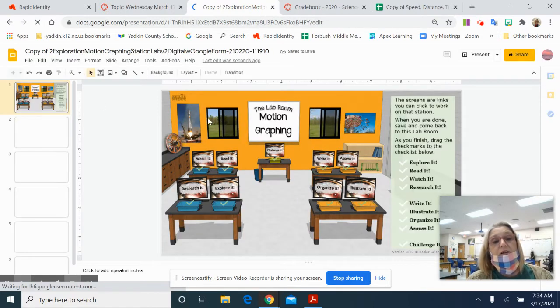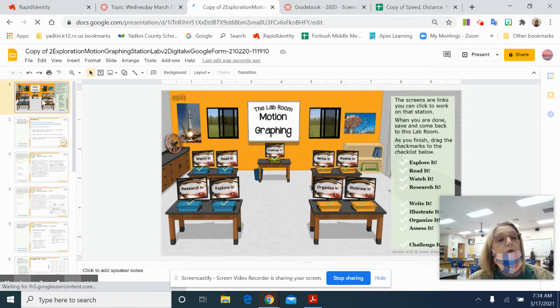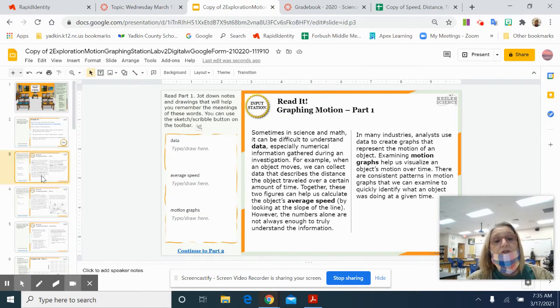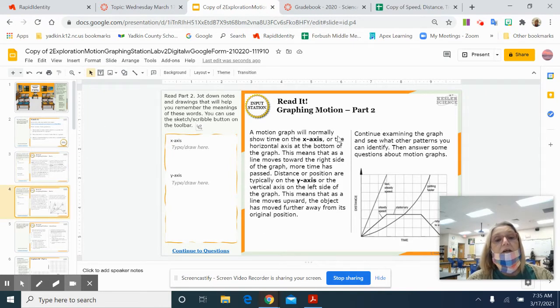The ones on this side are the input. This is where you're learning. This is where you're showing what you know. You'll work through each of these. You'll click on this. You'll watch this video. You'll answer these questions in your notebook. This is read it. You'll read this. This is a continuation of read it. And you will take notes over here. These are your guides, and you'll take notes for these in your notebook.